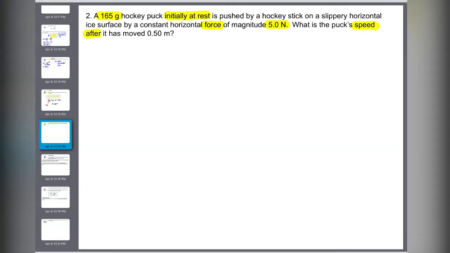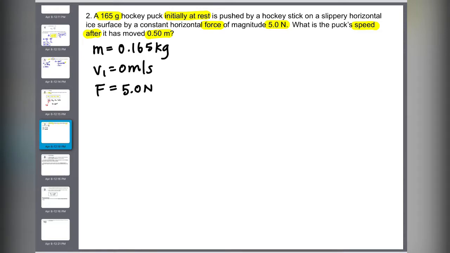What is the puck's speed after it moved for 5 meters? Okay, so I got the mass, SI unit, don't forget. So I'm going to put it in SI unit by dividing it by 1,000. It was initially at rest, so V1 is 0. And it has a constant force of 5.0 Newton. What is the speed V2 after it has been pushed for 0.5 meters?